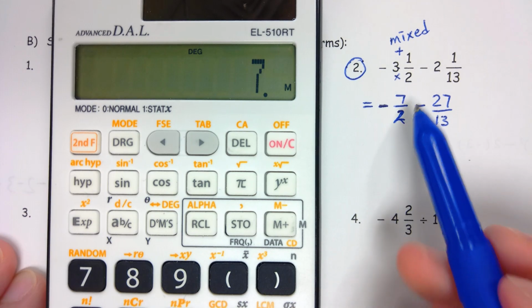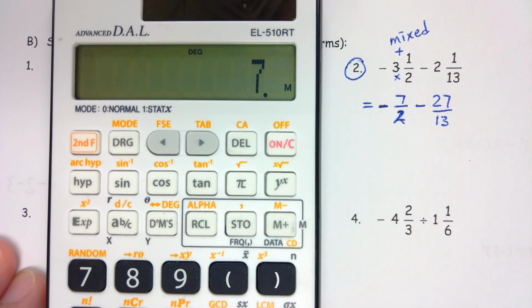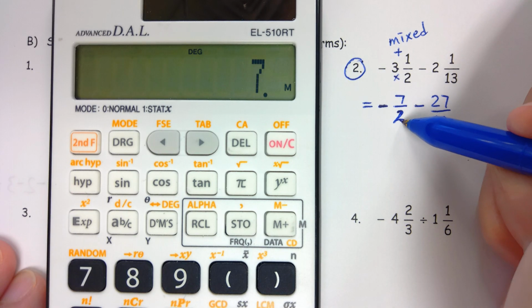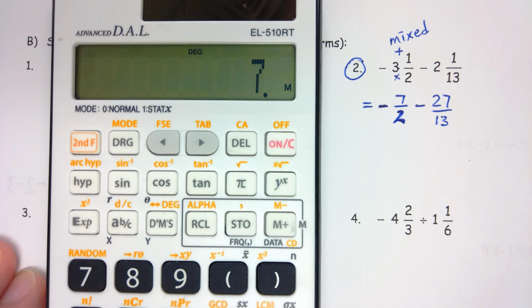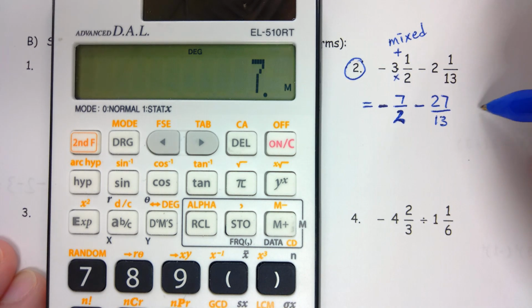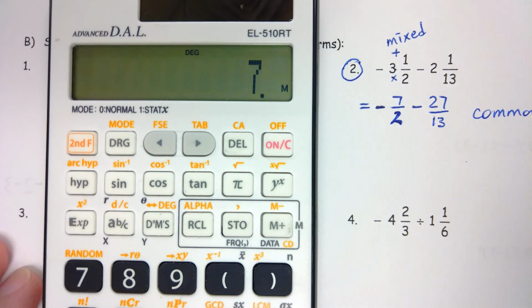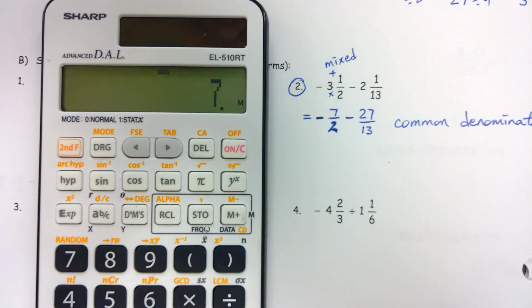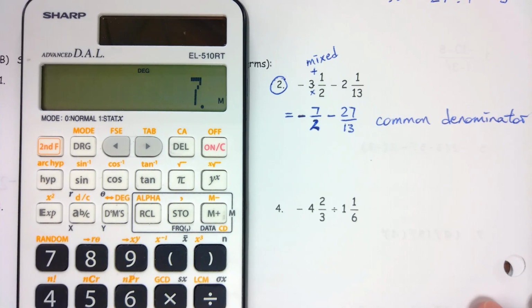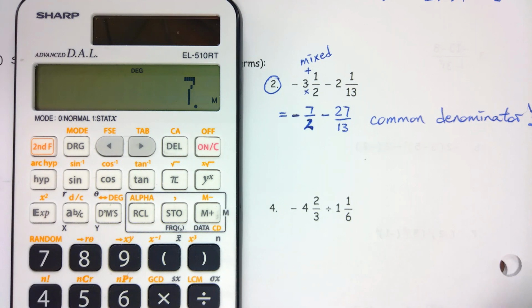So now can I just subtract the top? No. Why not? What do I need? Whenever you add or subtract fractions, you need a common denominator. So I need a common denominator. Whoops. Let me zoom out a little. I need a common denominator.